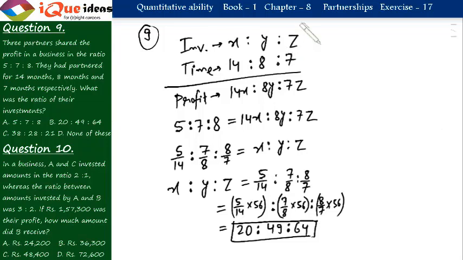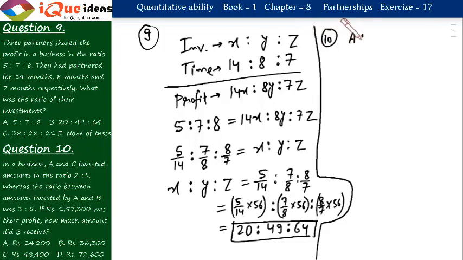Now the next question number 10. In a business, A and C invested amounts in the ratio 2 is to 1. So first let's combine the ratio, because it says A is to C. Question number 10, it says A is to C is 2 is to 1. And then it says A is to B is 3 is to 2. Now how do we combine? I hope you remember, the common quantity is A and the values are 2 and 3. So make them same. So LCM of 2 and 3 would be 6.